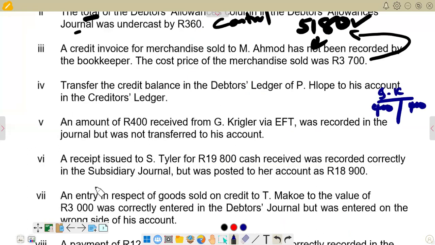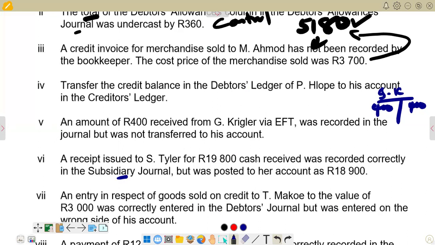Then from G. Krigler, we go to item 6, saying a receipt issued to S. Tyler for 19,800 cash received was recorded correctly in the subsidiary book. So when it is recorded correctly in the subsidiary book, it means our control is not going to be affected, but it was posted to the account as 18,900. So this was a payment again by S. Tyler, which was supposed to be subtracted from the amount being owed by S. Tyler. But we entered the wrong figure, which is 18,900 instead of 19,800, which means we entered a smaller figure.